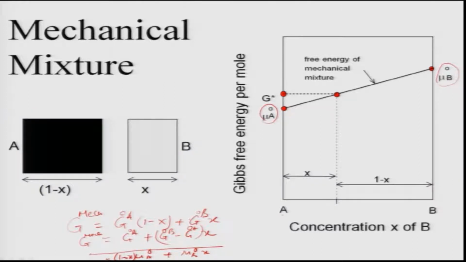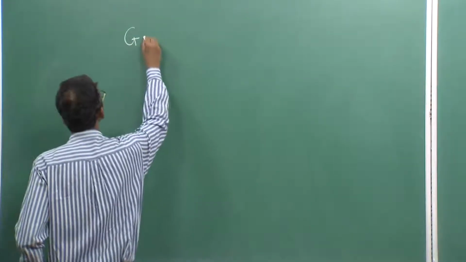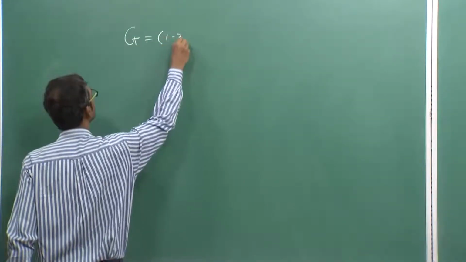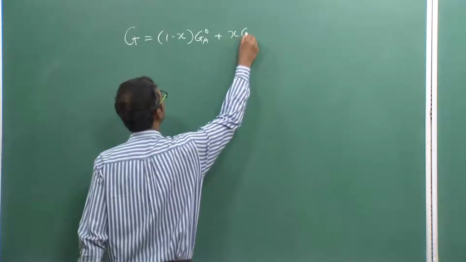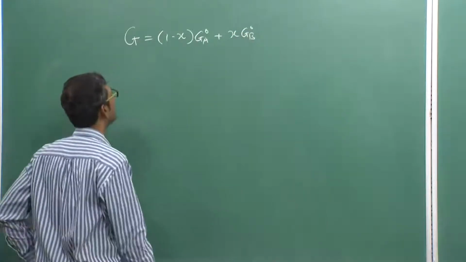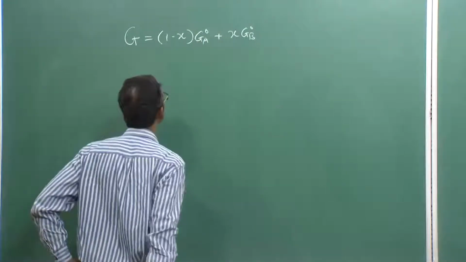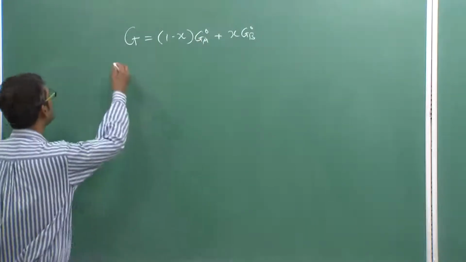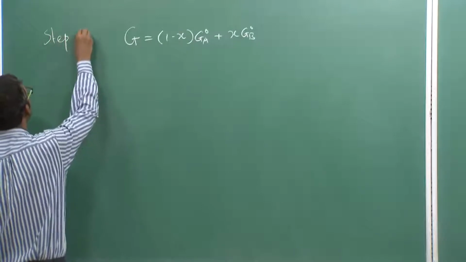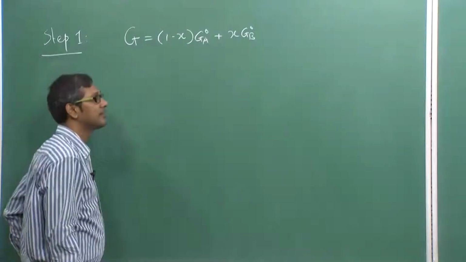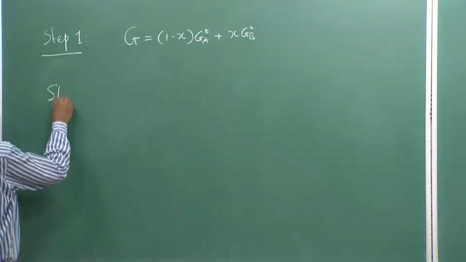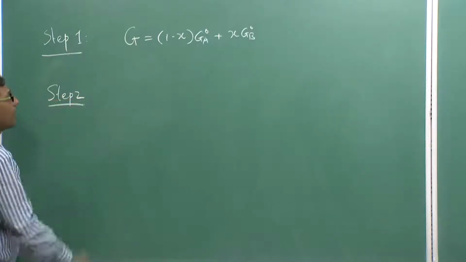Okay, let us do that on the board, that is much easier. I have already told you the free energy of the mechanical mixture is nothing but 1 minus x multiplied by GA0 plus x multiplied by GB0, where this 0 stands for the pure elements' free energy. Now, this is my step 1. In step 1, I have just mixed the two elements in the proportion of 1 minus x and x, and in step 2, the mixing will be done atomically. Now, how do I calculate that?